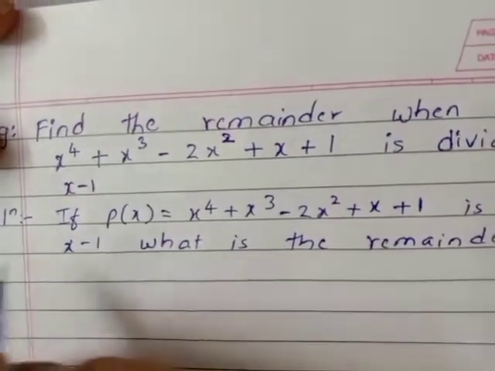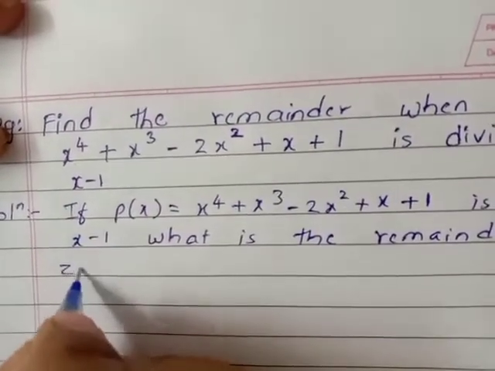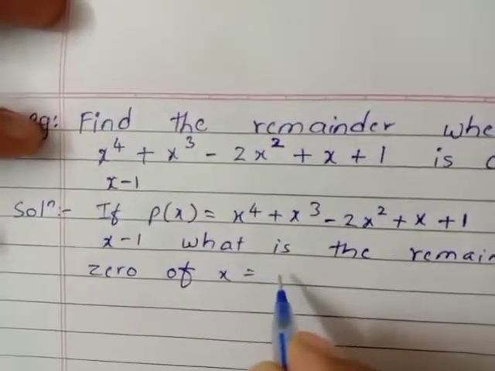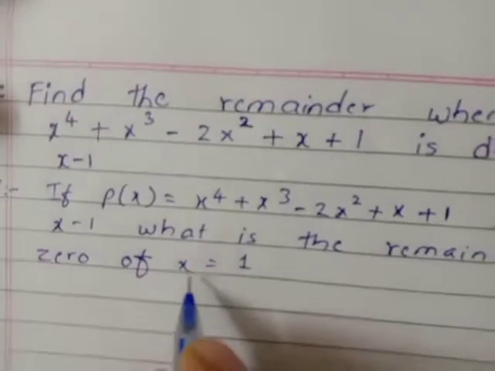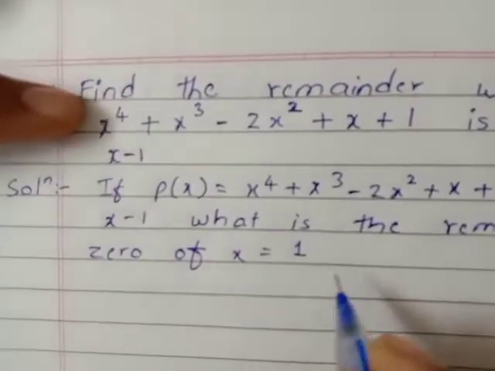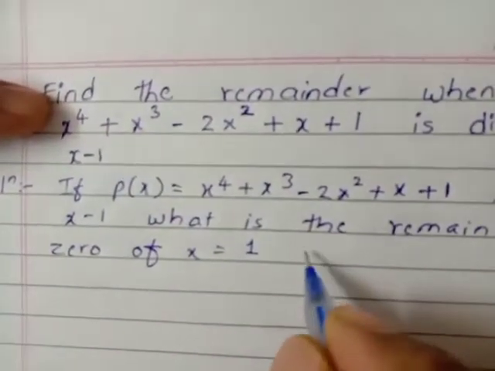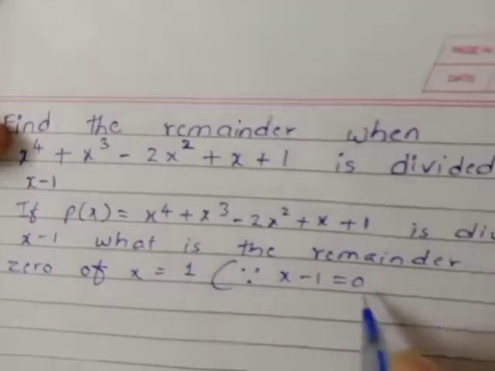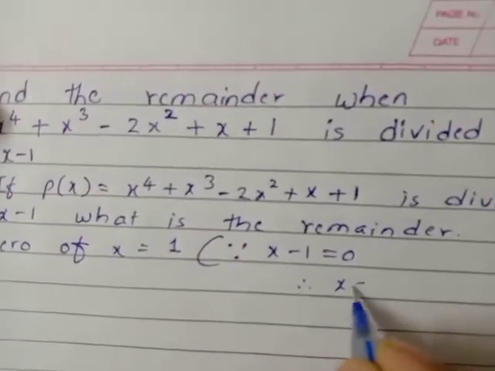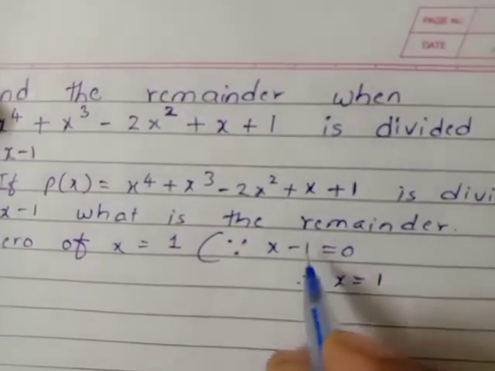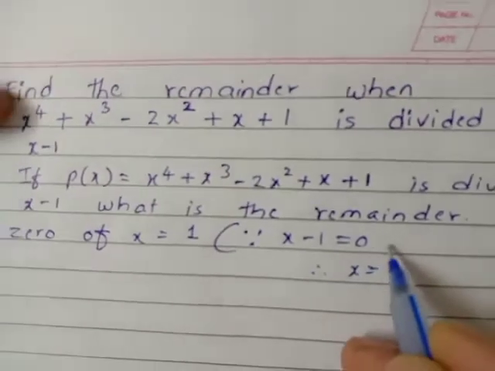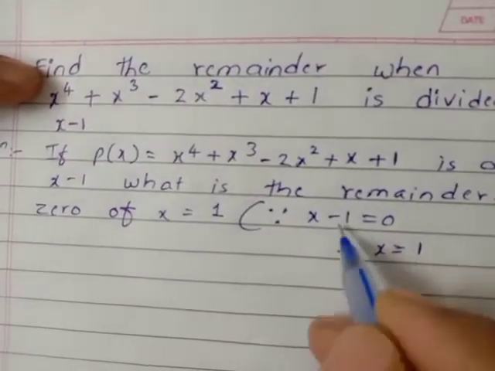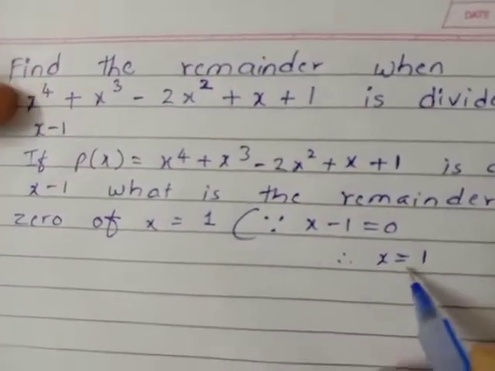Okay, so what is the next step? This means that the zero of x minus 1 is 1. How will we find this? Because x minus 1 equal to 0, therefore x equal to 1. How? This minus 1 will go to this side, the sign will change, the value will remain the same, minus will become plus, therefore the value of x is 1.